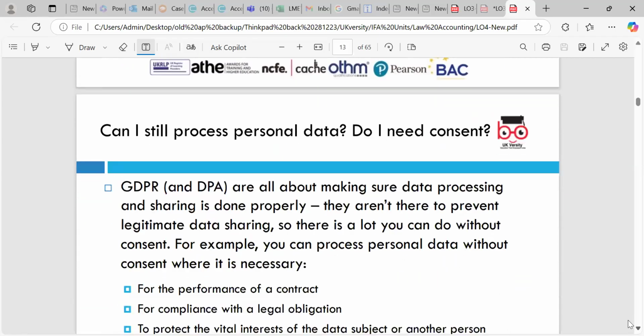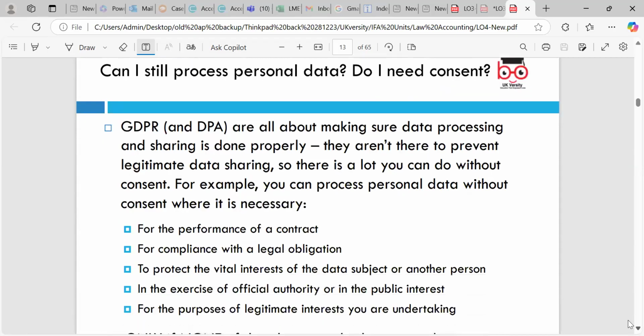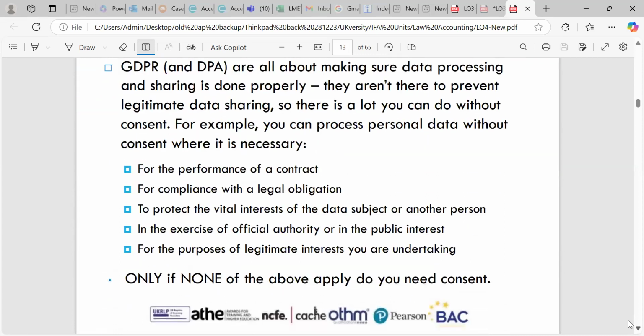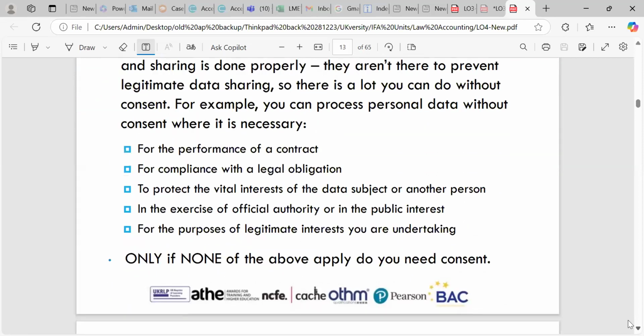We need to look at: can I still process the personal data? Do I need consent? Of course, we have to look at that. Accepting cookies means you're giving consent. That's why the messages carry on coming in your mailbox or in the search, for the performance of the contract.